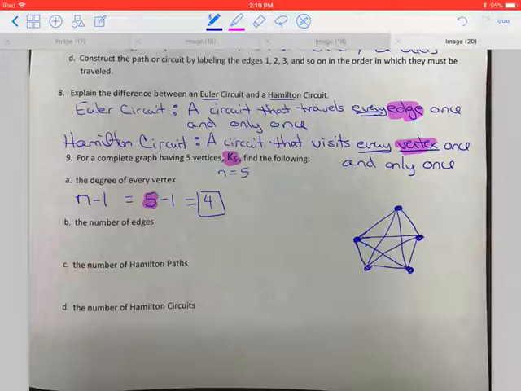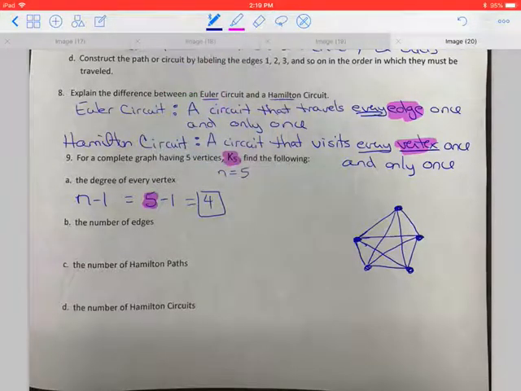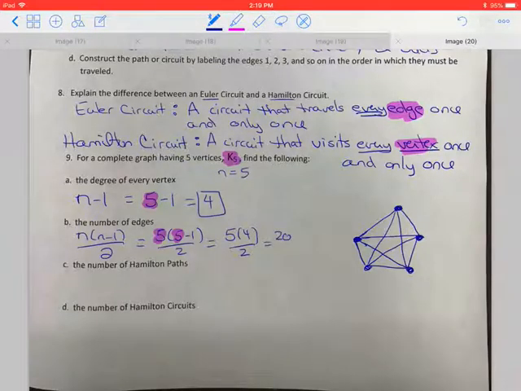The number of edges would be n times n minus 1 over 2. So these are all in your notes. Everywhere I have an n, I'm going to replace it with a 5. So a 5 there and a 5 there. Make sure you do your order of operations. You do have to do your parentheses first. So I end up with 20 over 2, which gives me a total of 10 edges.